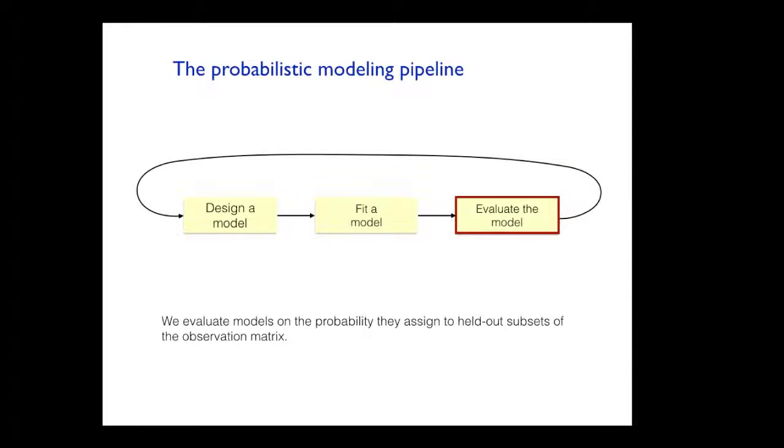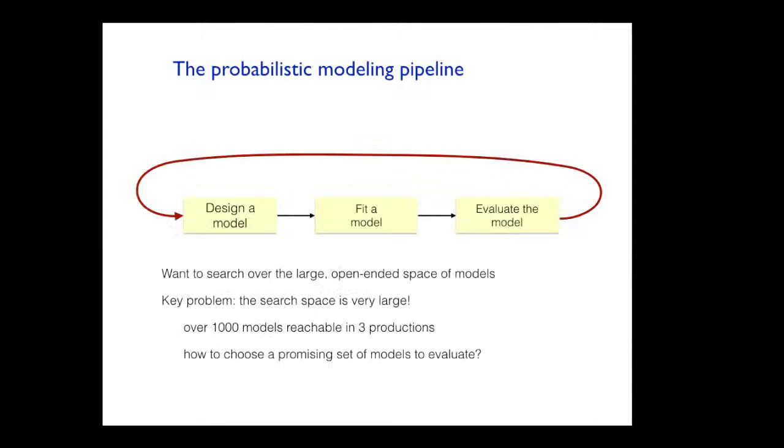So that was model fitting. If we're interested in model selection, we also need a criterion for evaluating the models. And I won't go into this in much detail right now. I'll return to it later in the talk. But the way we evaluate a single matrix decomposition model is to hold out a subset of the observations and evaluate the model based on the probability assigned to the held out data conditioned on the observations.